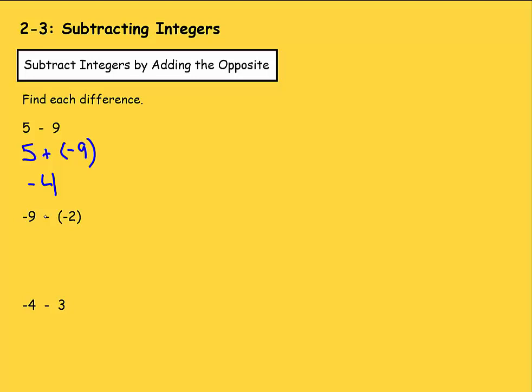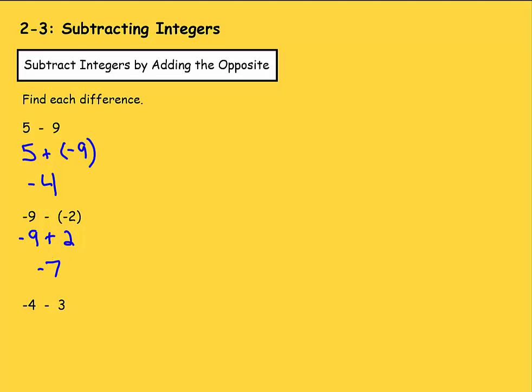Here we have negative 9 minus negative 2. So let's add that opposite. Negative 9 plus, instead of minus, the opposite of negative 2, positive 2. Negative 9 plus positive 2, the signs are different, meaning that we find the difference. 9 is bigger than 2 by 7, and since the bigger number was negative, our answer is negative 7.